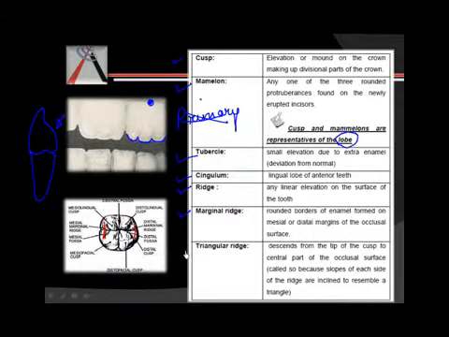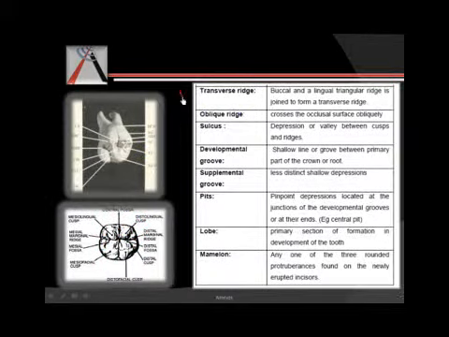Then we have triangular ridge. These triangular ridges are the ridges that descend from the cusp tip here and they go down here. So this is your triangular ridge. It is called a triangular ridge because if you see this side of the slope and this side, they are kind of making a triangle downwards. These slopes on both sides of the ridge make the sides resemble a triangle, because of which this is called a triangular ridge.